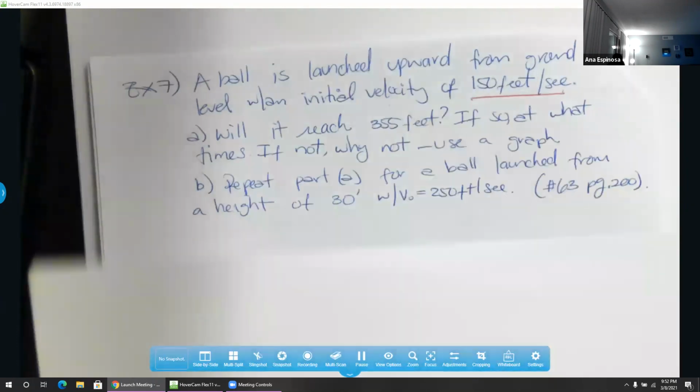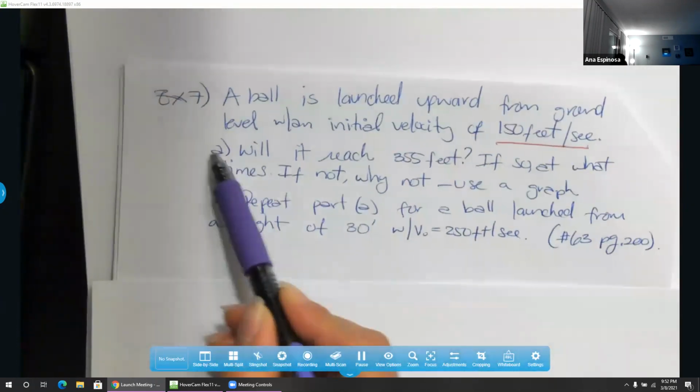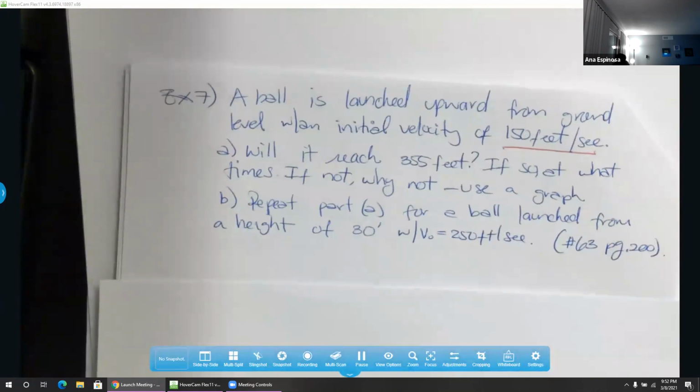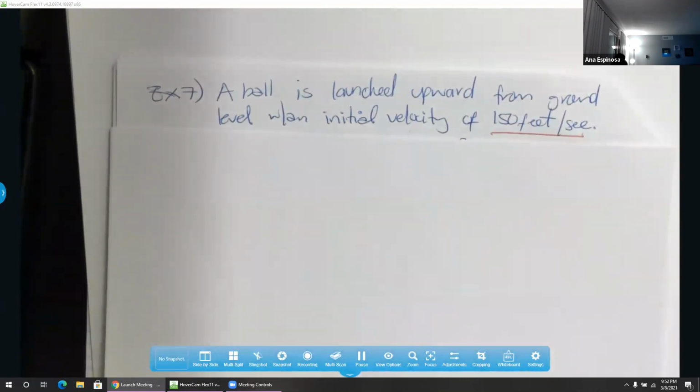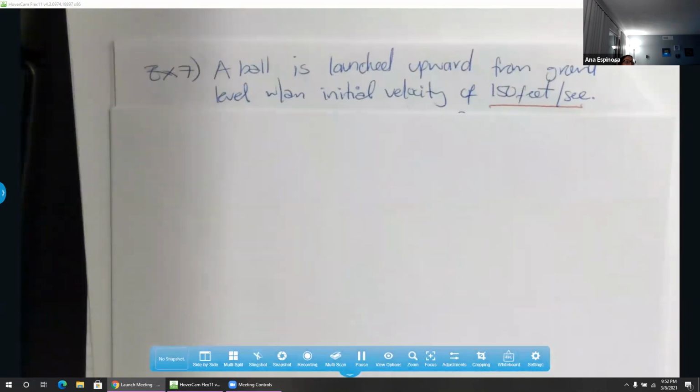So let's go through this word problem. However, I'm going to ask you different questions, so you can take this word problem and answer these questions yourself. I'm going to ask a few other questions so that you can just get the hang of this, okay? So it says a ball is launched upward from the ground, so from the ground, that's the height, with an initial velocity of 150 feet per second.